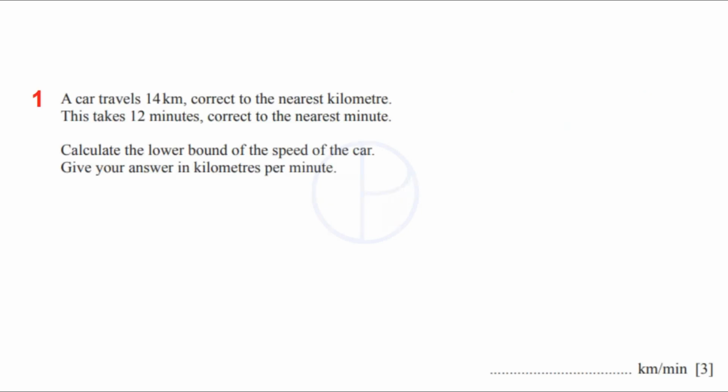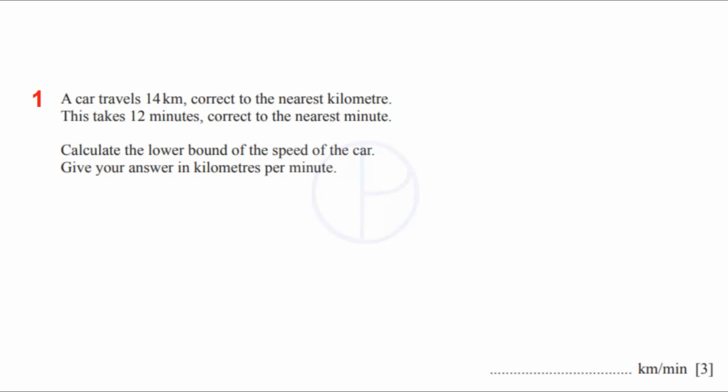The first question is, a car travels 14 km correct to the nearest kilometer. This takes 12 minutes correct to the nearest minute. Calculate the lower bound of the speed of the car. Give your answer in kilometer per minute.